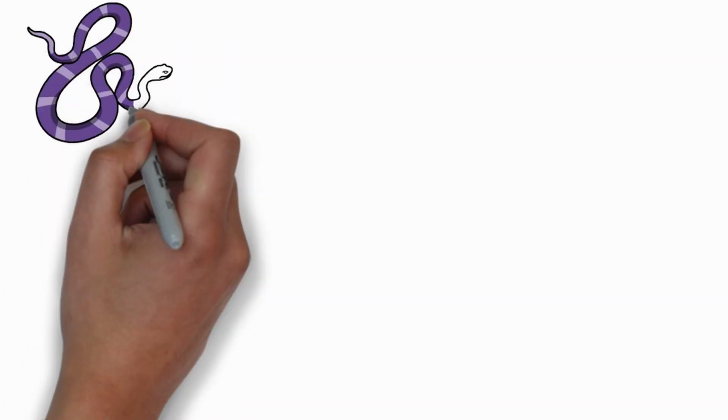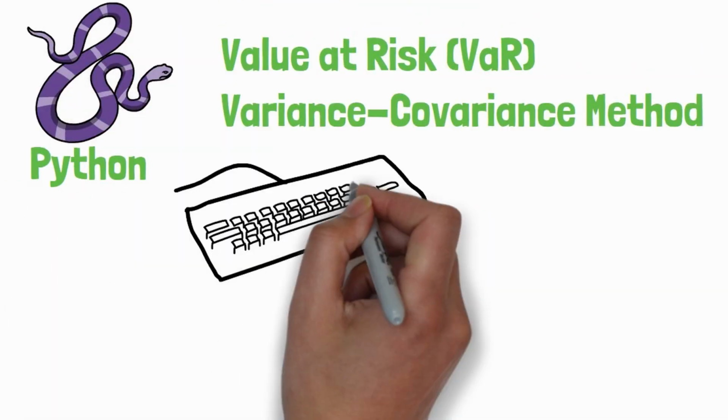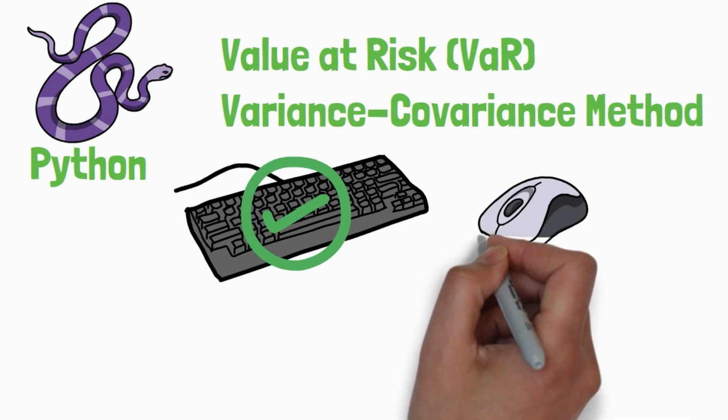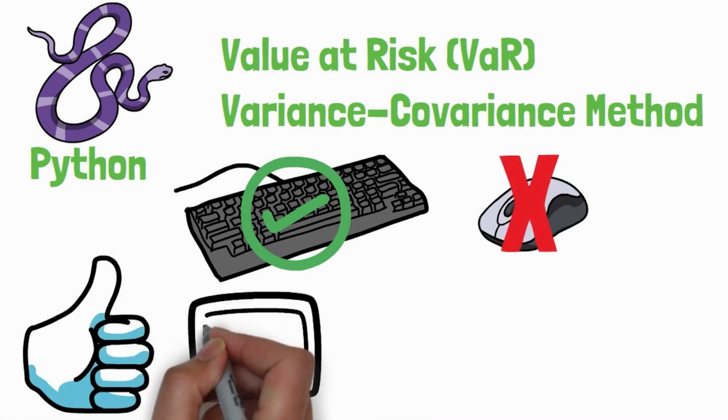This video teaches you how to use Python code to calculate value at risk with the variance-covariance method using the keyboard without touching the mouse.